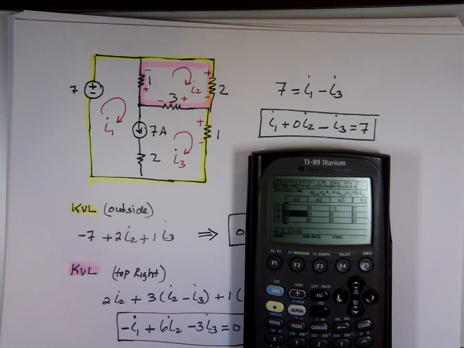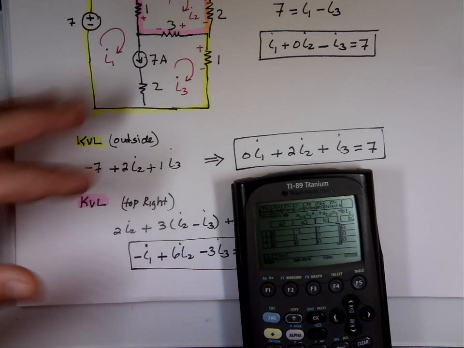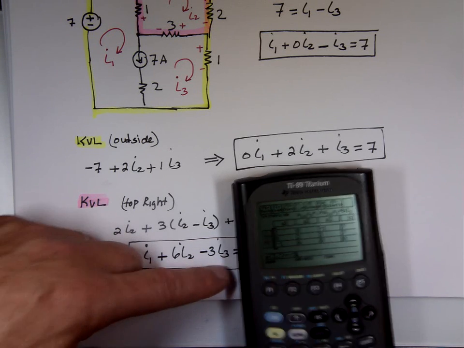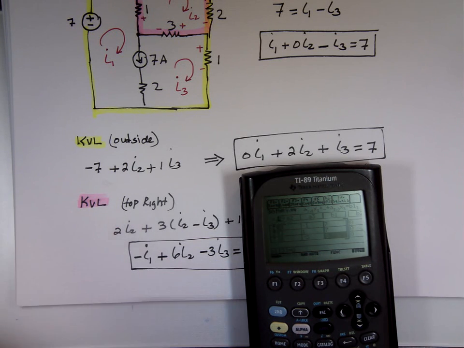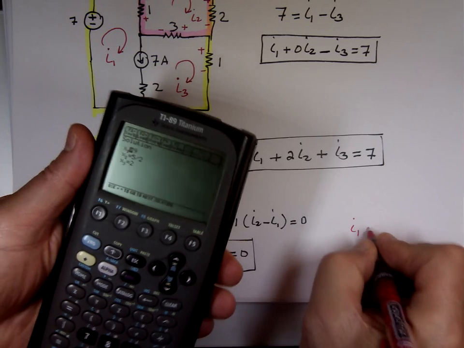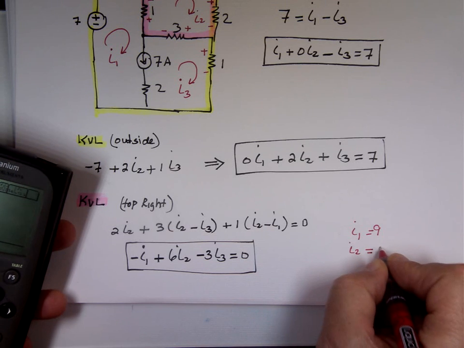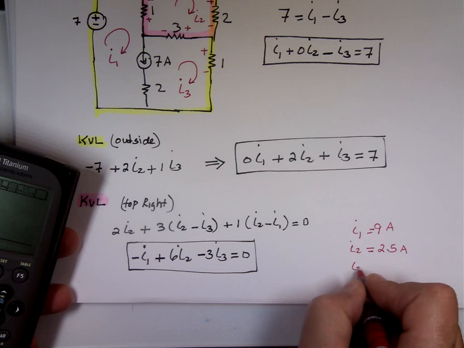The next one, 0, 2, 1, the answer is 7. And the last one, negative 1, 6, negative 3, and 0. And now I'll say solve it. And here are my answers. I sub 1 is 9. I sub 2 is 2.5, 5 over 2. And I sub 3 is equal to 2 amps.